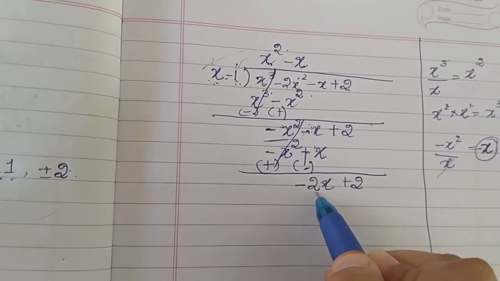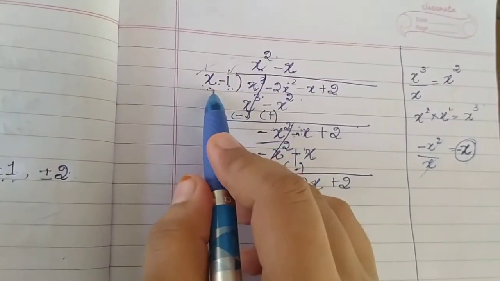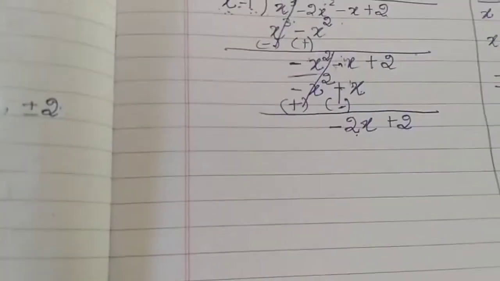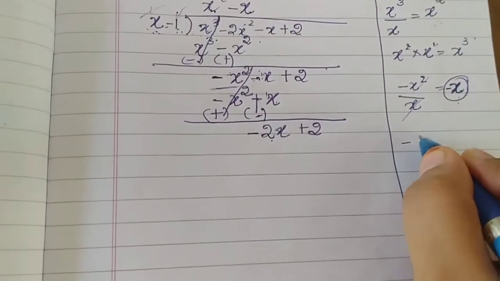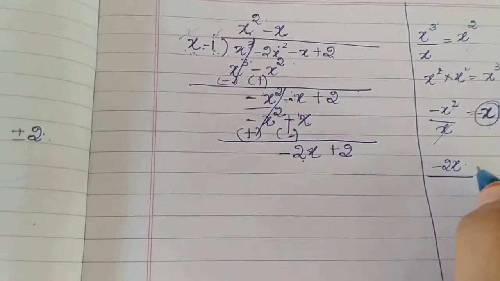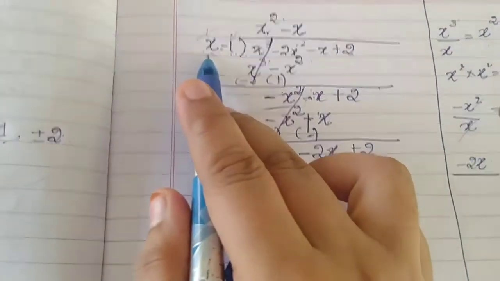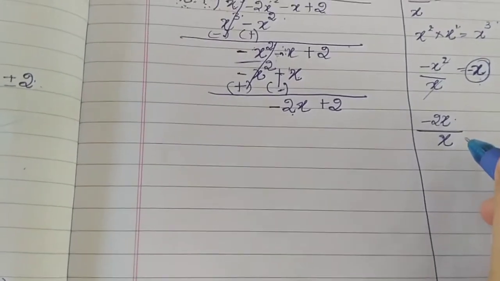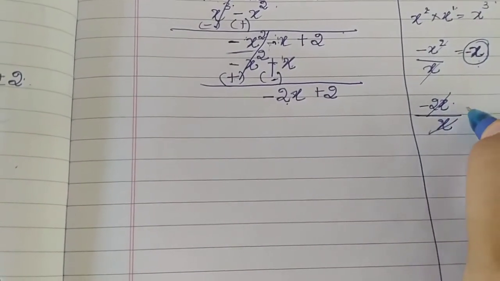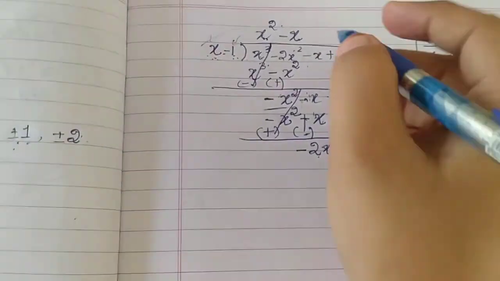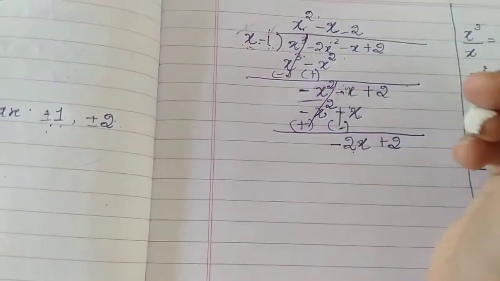This you have to consider as the dividend, and this you have to consider as the divisor. After considering this, first I am going to take here minus 2x. Minus 2x divided by x is nothing but here x and x will get cancelled. So what is remaining? Minus 2. So this minus 2 is the third term of the quotient, minus 2.